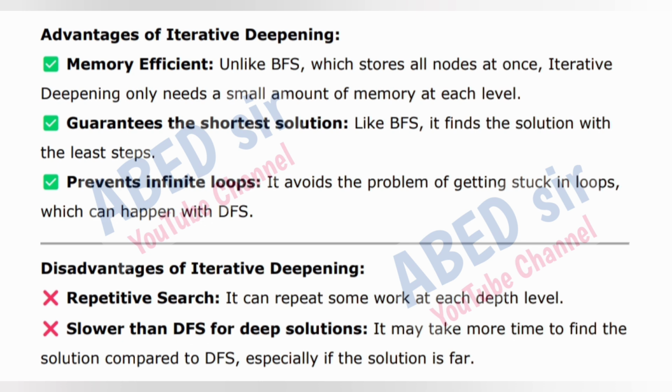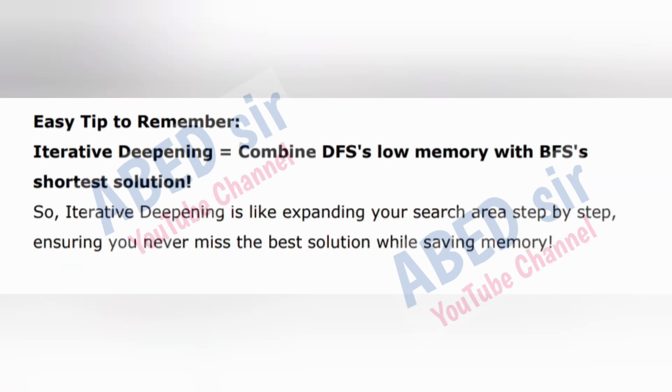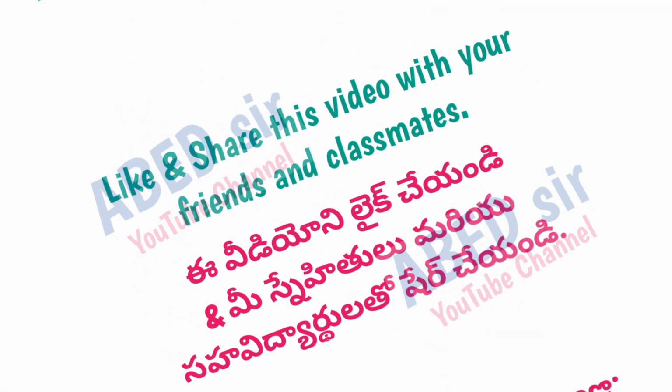Disadvantages of iterative deepening. Repetitive search, it can repeat some work at each depth level. Slower than DFS for deep solutions, it may take more time to find the solution compared to DFS, especially if the solution is far. Easy tip to remember. Iterative deepening is equal to combine DFS's low memory with BFS's shortest solution. So, iterative deepening is like expanding your search area step by step, ensuring you never miss the best solution while saving memory.